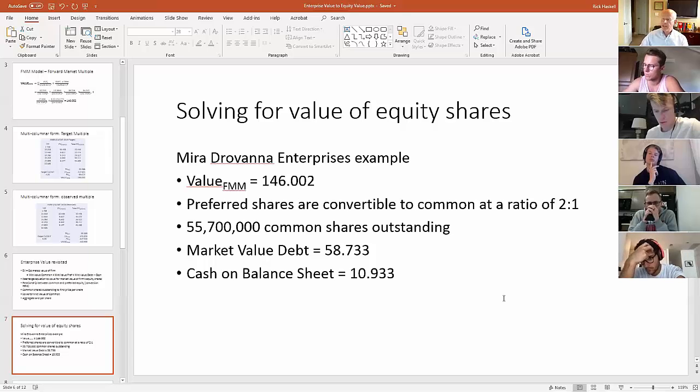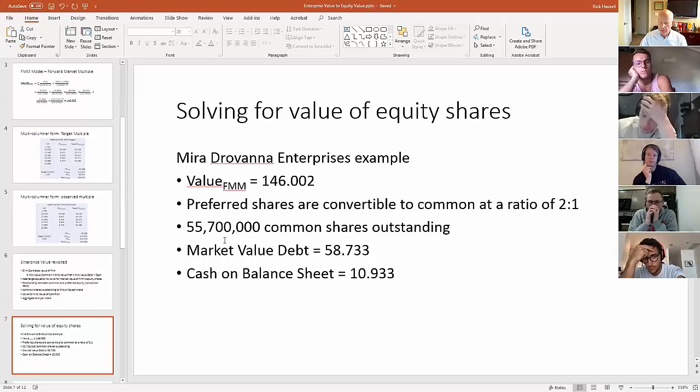So we'll go back to Marijuana, and we noted that Marijuana had a 146.002. I'm just going to call it 146 enterprise value. We know that its preferred shares are convertible to common shares at a 2-to-1 ratio. We know it has 55,700,000 shares of common outstanding. So 55.7 if we're dividing this into millions to keep it on the scale of our financial statements. We know that it's got 58.733 million in market value of debt, 10.933 in cash on the balance sheet.